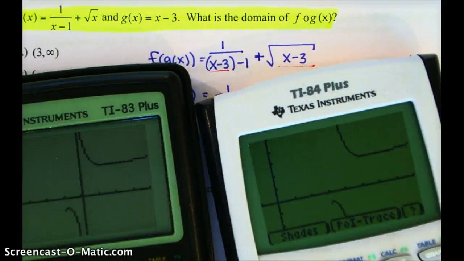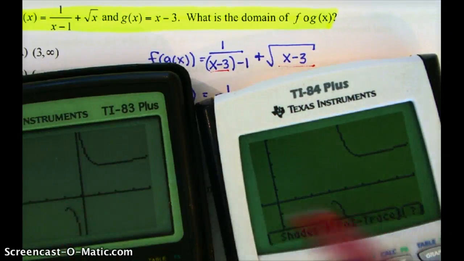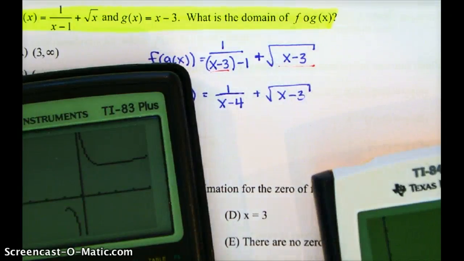Here's my closer view on each of the different calculators. And what I notice they have in common is that in both of them, the function seems to start right around 3. It doesn't exist before 3. So that suggests that the domain is going to start at 3. Now, what the calculator can't tell me is whether or not 3 is actually part of the domain. And this is where, even on a calculator section, you need to go back to the equation and trust what you really know.